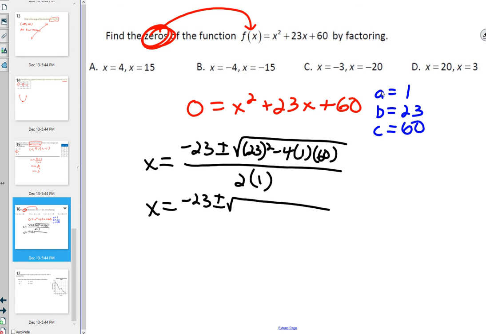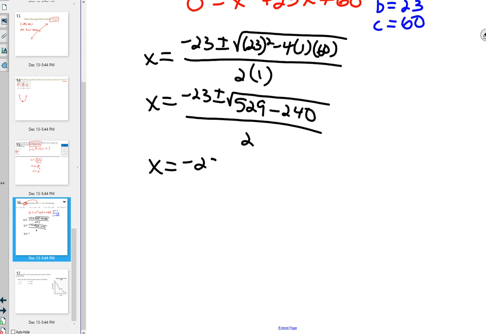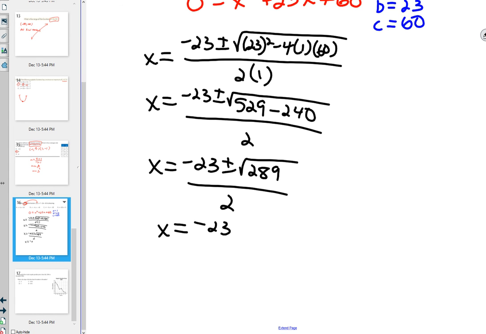23 times 23 is 529, and then the negative stays negative. 4 times 1 times 60 is 240, over 2. And there we go, negative 23 plus or minus the square root of 289. Maybe 289. And then check the square root of, I think that's 17. Check, what's the square root of 289?